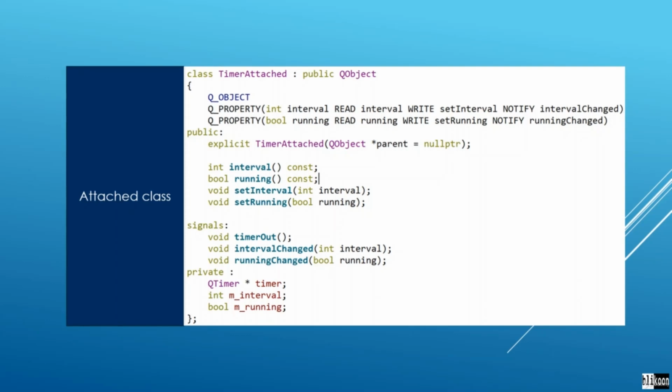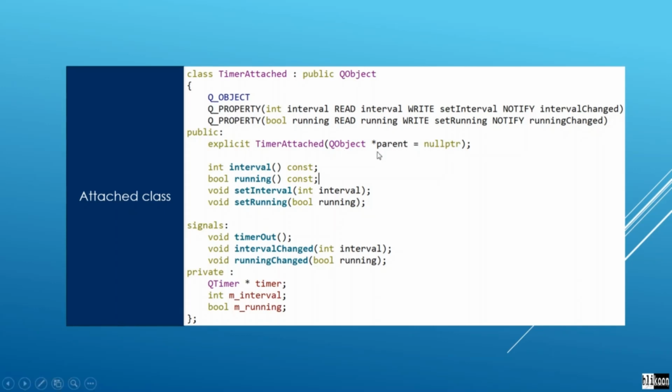Well, there are a few things you need to do. The first thing you need to create is an attached class. The attached class is the class that is going to be the worker, the heavy lifter that provides the feature that you want to add to other classes. If you look in here, you see that it has an interval, it has a running property, and if you look down here, you see that it has a timer. You can see that it has all the fields that allow it to be a timer.